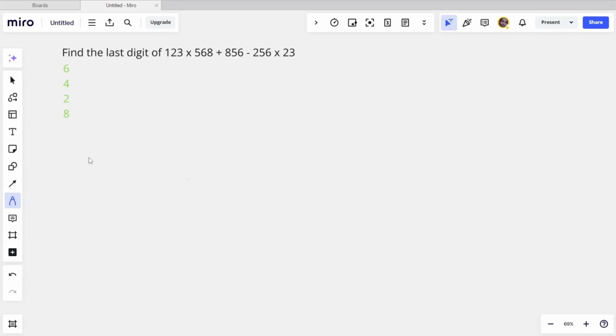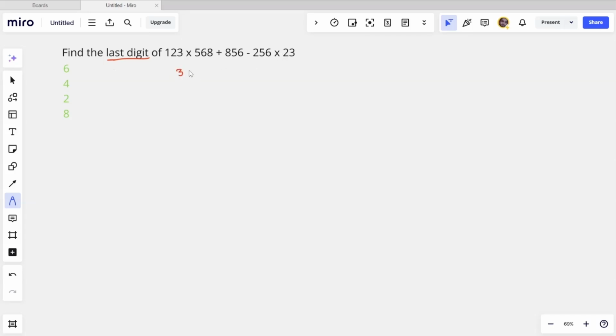Find the last digit of 123 x 568 plus 856 minus 256 into 23. So it is basically asking for the last digit. Okay, so we will take out the last digit from all of these numbers.